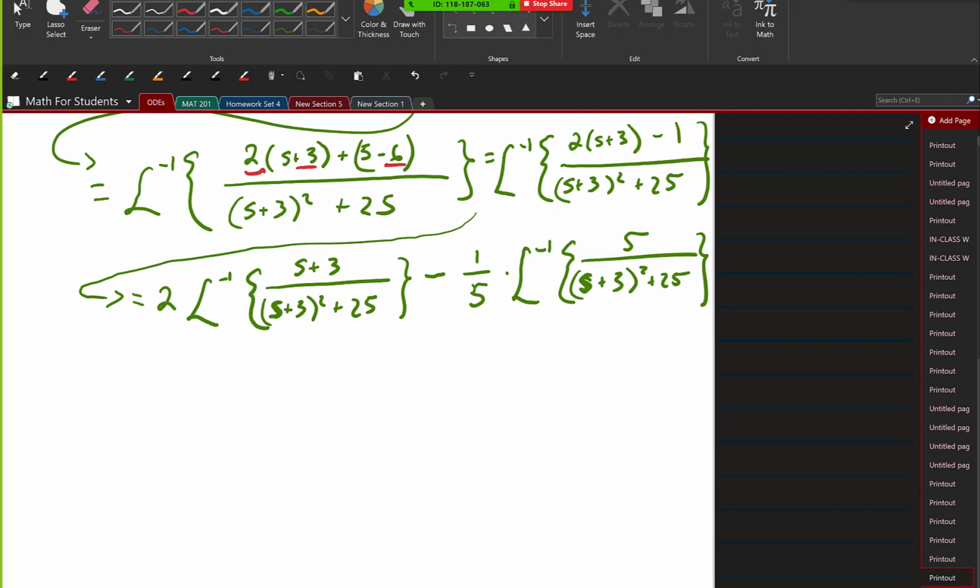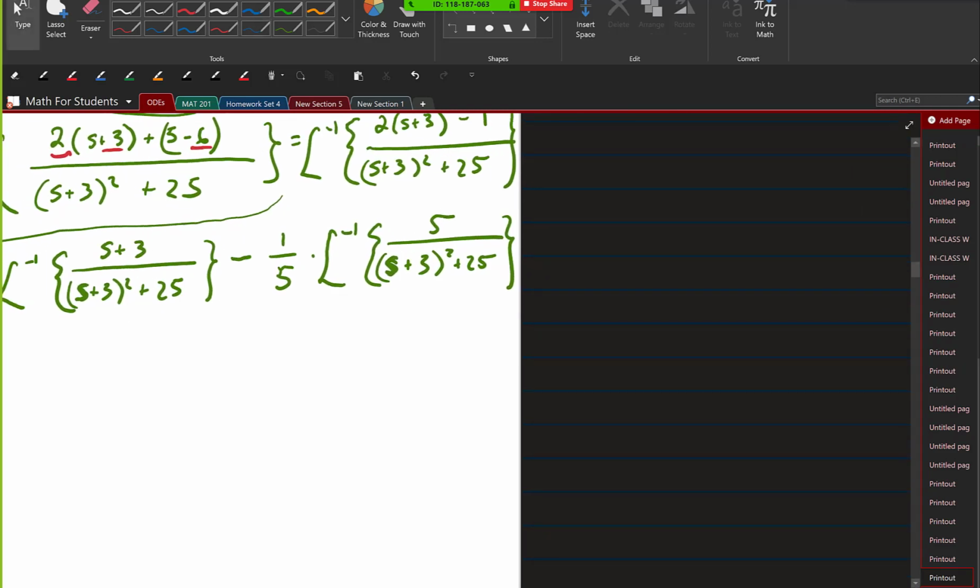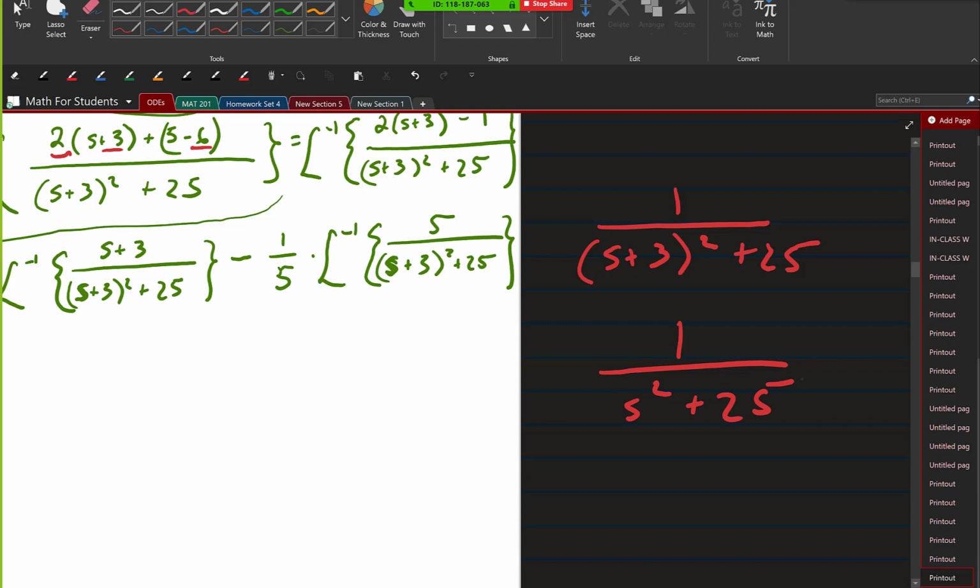Where did the 5 come from? Yeah, great question, Gilbert. I looked for this expression right here. I was in the position to have something like 1 over (s plus 3) quantity squared plus 25. Now, ignoring the plus 3, this looks like it's going to be an inverse Laplace transform of 1 over s squared plus 25. We'll worry about the plus 3 sitting inside there in a minute.